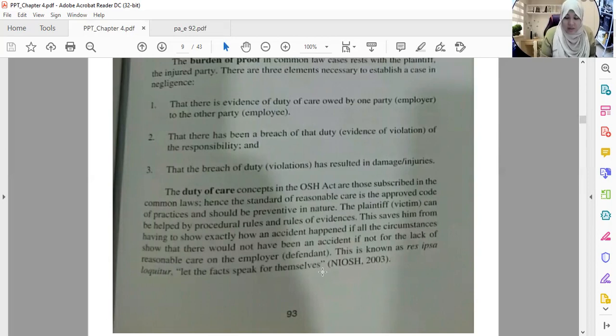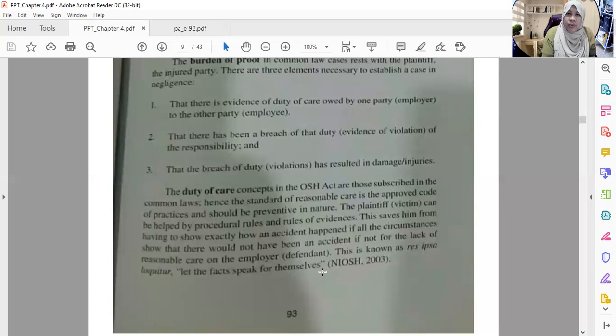Ni macam bahasa legal jugalah sebenarnya. What does res ipsa loquitur mean? Let the facts speak for themselves. This is according to NIOSH 2003. So maksudnya dekat sini, whatever happens in the circumstances, let's say accidents or any injuries, damages happen, let the facts speak for themselves.